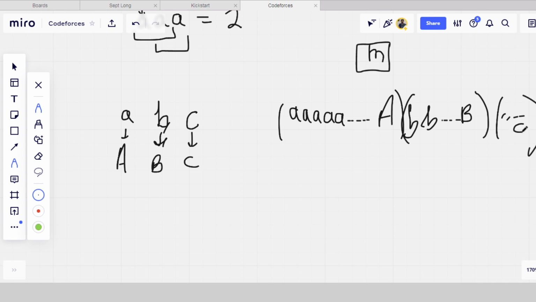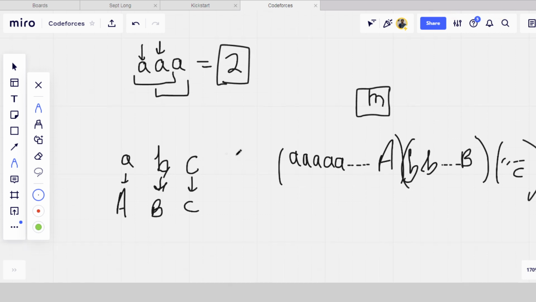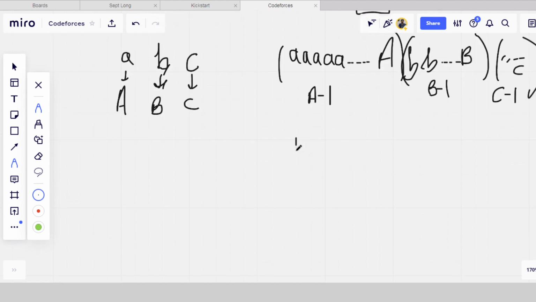So the maximum number of pairs is, as I told you, that if we arrange three A's in a row, then there are two pairs with adjacent letters. So if we arrange A's in a row, then there are A minus 1 pairs. Here there are B minus 1 pairs, and here there are C minus 1 pairs. So the total number of pairs, if we add all these three values, is A plus B plus C minus 3. This is the maximum number of pairs that are possible.